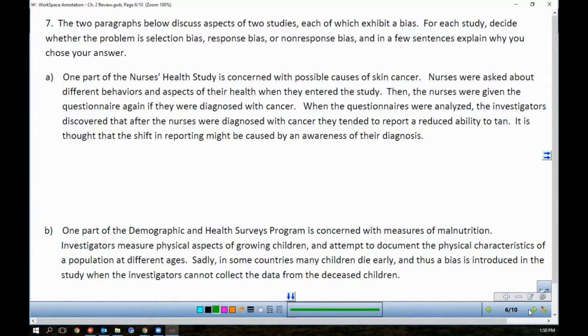So what makes that response bias? Because they only said they had problems tanning after they learned of their diagnosis. So the fact that they knew their diagnosis, they're like, oh, you know what? Now that you tell me that, I do know this, I can't tan as much. Before that, they maybe didn't notice it, but then they were made aware of it. Does that make sense? Okay.